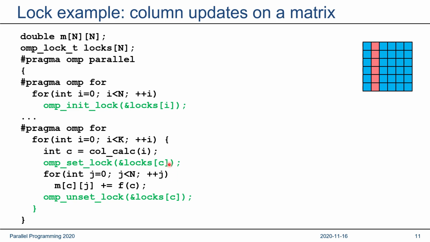Since every lock number c protects column c, we can just set the lock before we enter the update loop and unset the lock after. Which means if two threads want to update different columns, there's no problem. No one is waiting. They just set their individual locks and go about their work. But if two threads want to update the same column, one has to wait at the setLock function.